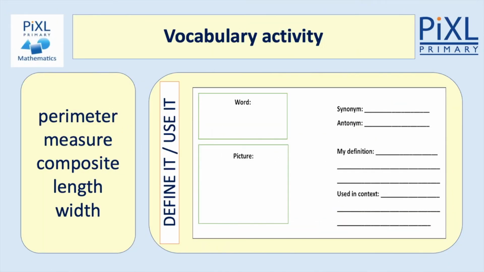Okay, so as I said, we're going to be looking at perimeter for the next few days. So the vocabulary we're going to be focusing on is perimeter, measure, composite, length and width. And if you want to, you can complete this vocabulary activity, so finding synonyms and antonyms for these words and your definition. You can use a dictionary to do this, and then the words used in context as well, just to give you a better understanding of what they mean if you're not sure.